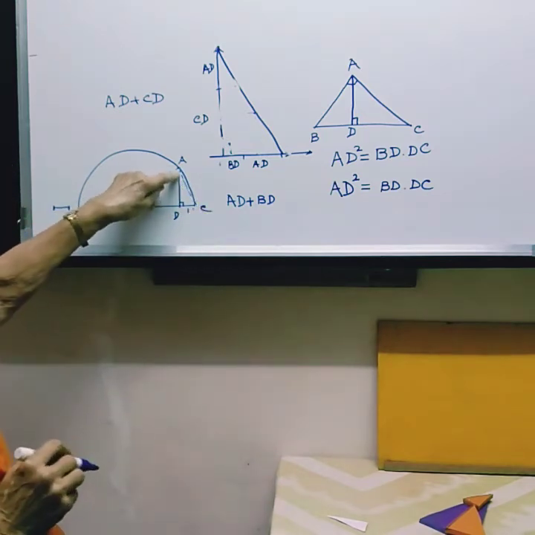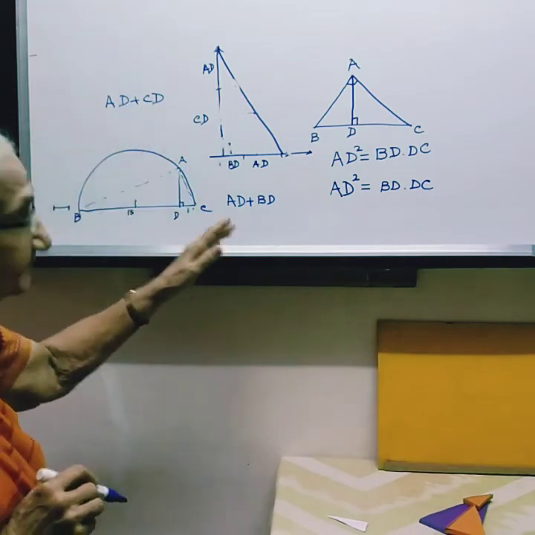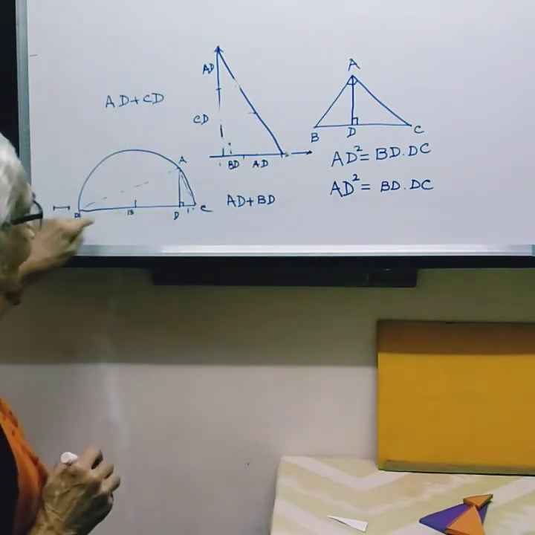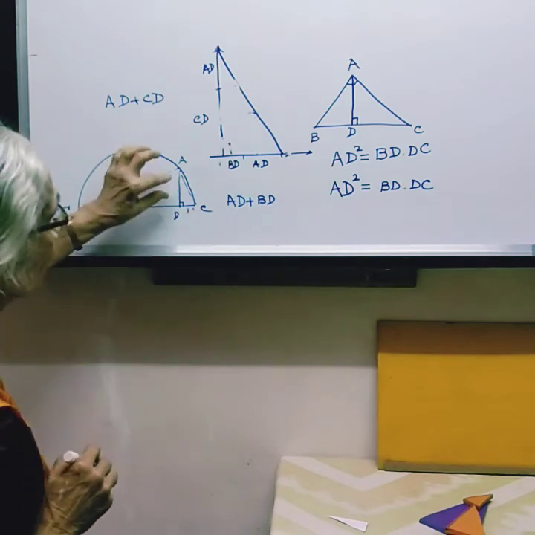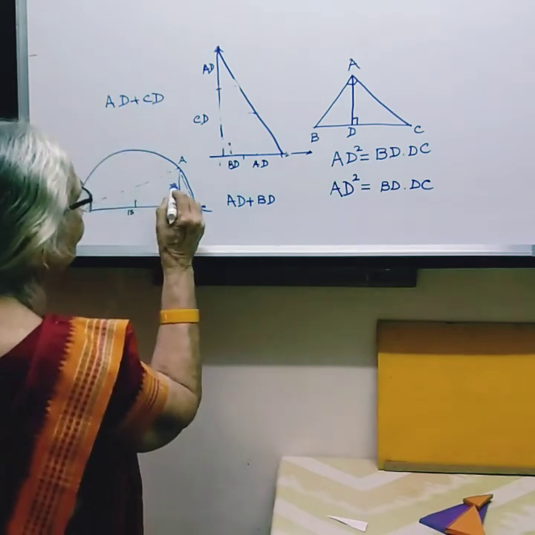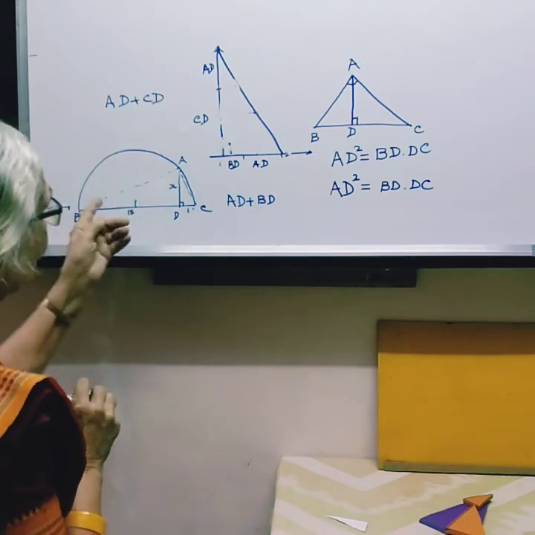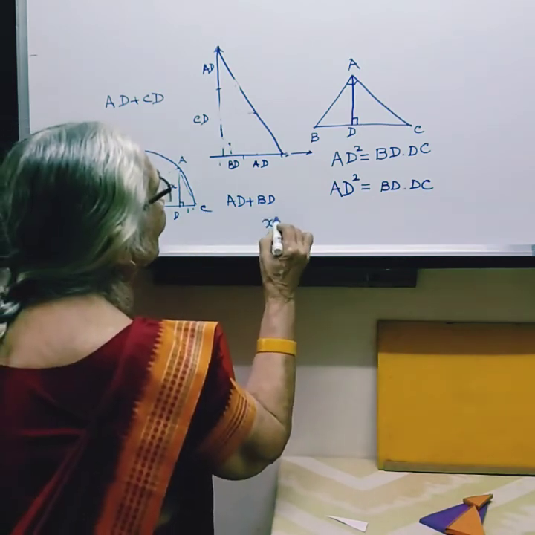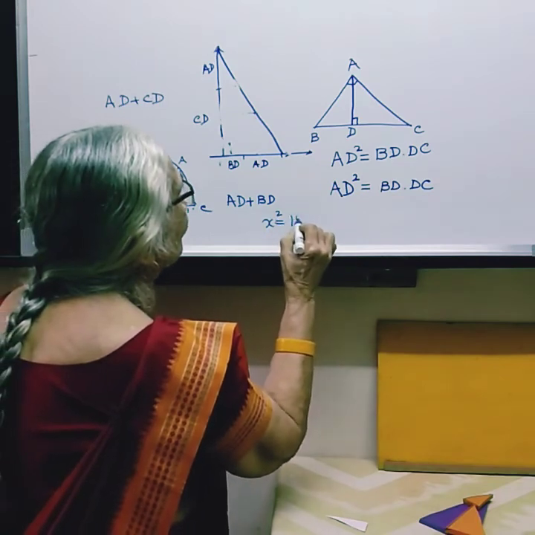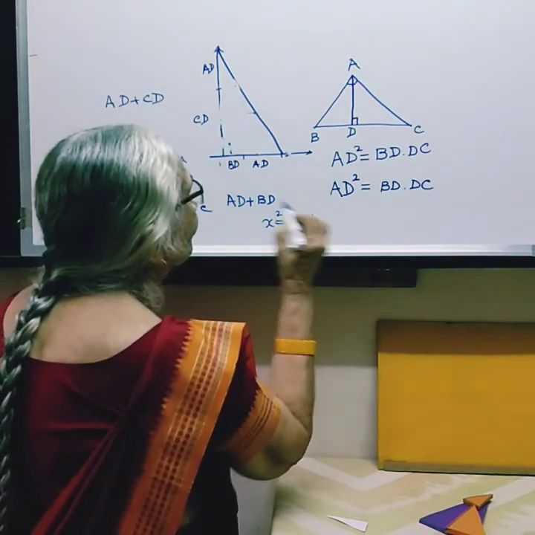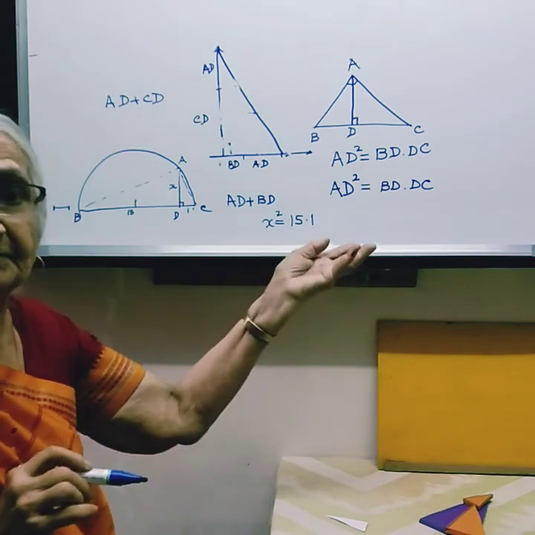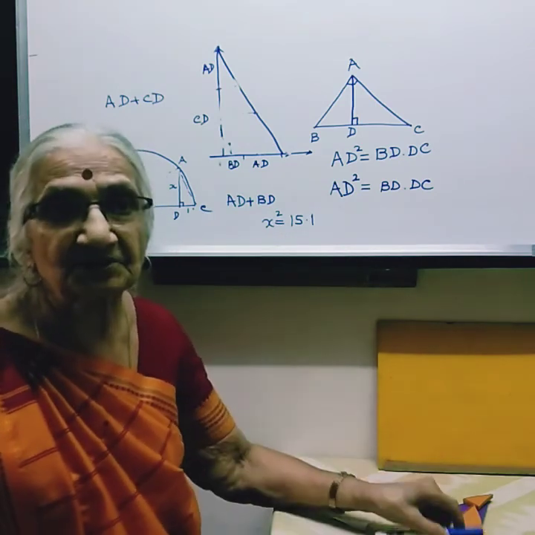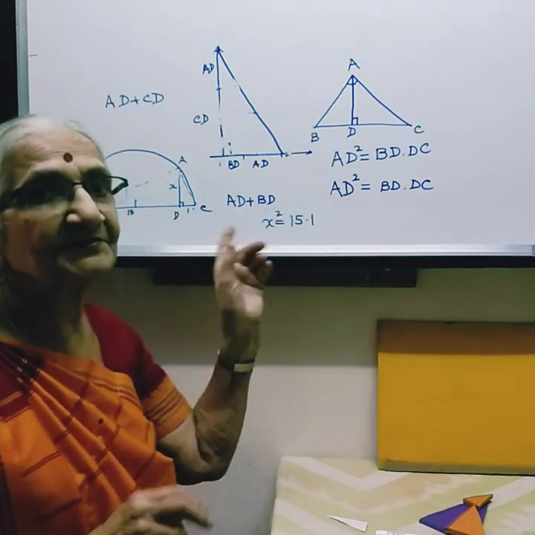This is always a right angle because it is in a semicircle. So this is the right triangle that we have. We have AD perpendicular to the hypotenuse. So AD square, if you call it x, x square will be equal to 15 into 1. So we shall have x square equal to 15 into 1, and that makes x equal to root 15. So that's how we construct square root of natural numbers with the help of this theorem.